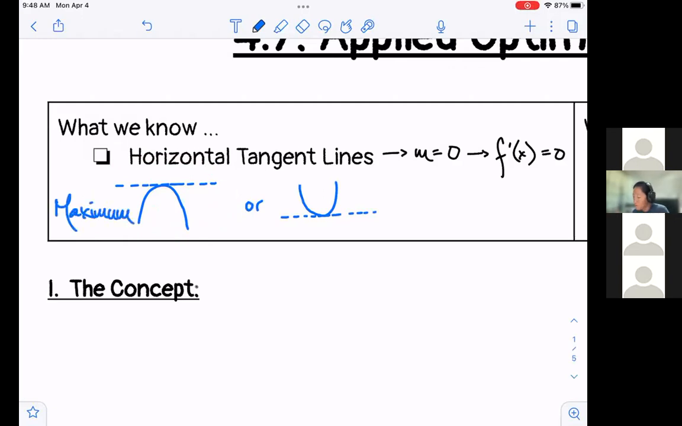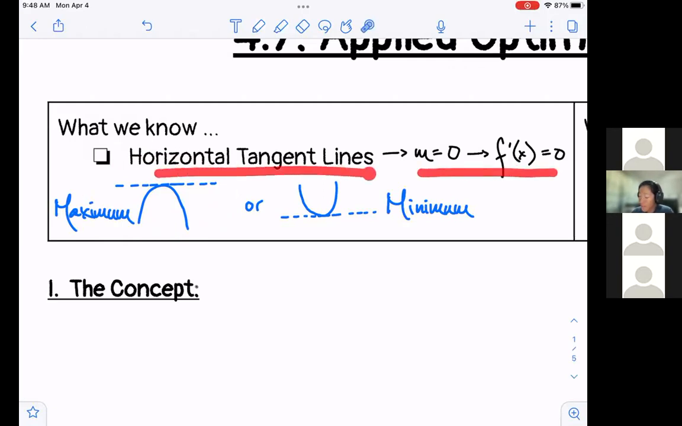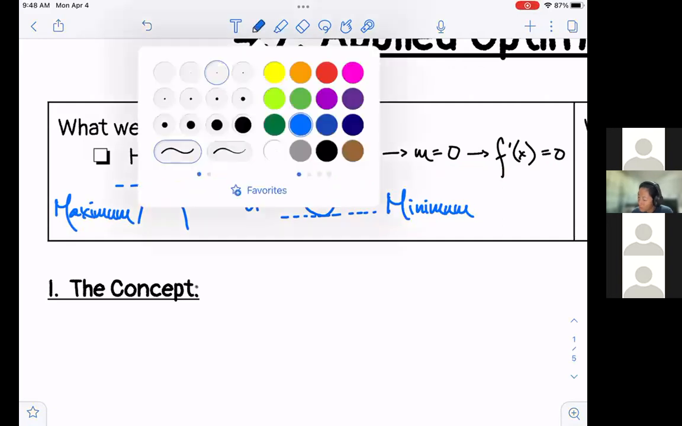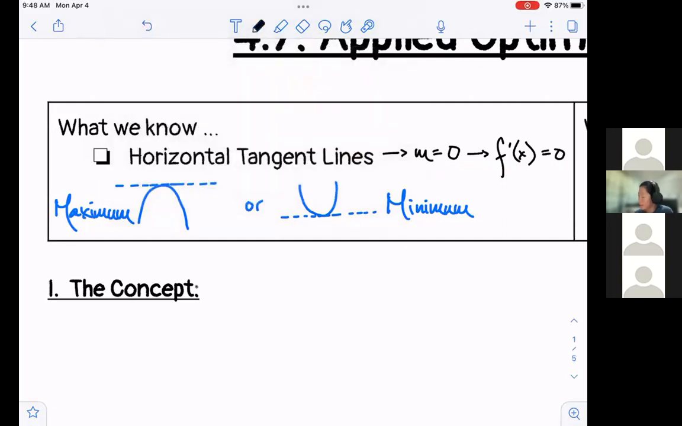And how might we refer to the other picture that we have here? Yeah, we could have this as a minimum. Okay, so if we have a maximum or we have a minimum, we know that the slope there is 0. It means that we have a horizontal tangent line there, okay? Now hang on to that thought because that's going to be important for today.